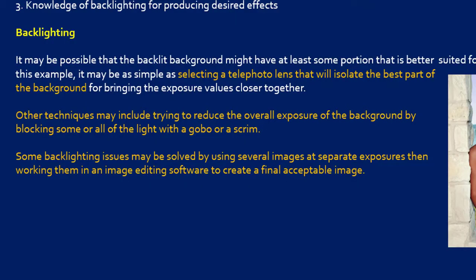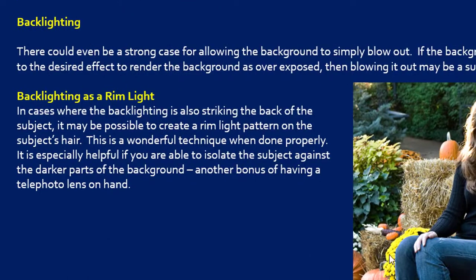Other techniques may include trying to reduce the overall exposure of the background by blocking some or all of the light with a gobo or a scrim. Now there's just a lot of environments where that's not possible, but if it's a smaller area that you're working in, then that may be just the ticket. Some backlighting issues may be solved by using several images at separate exposures and then working with them in your editing software to create a final acceptable image.